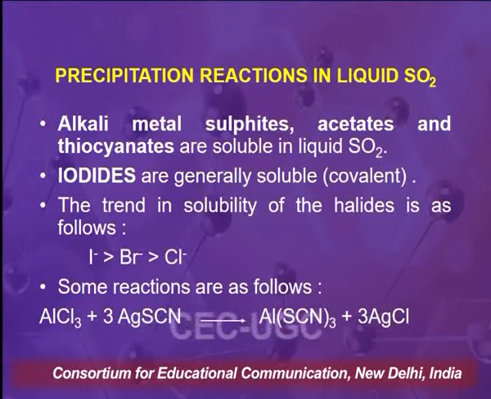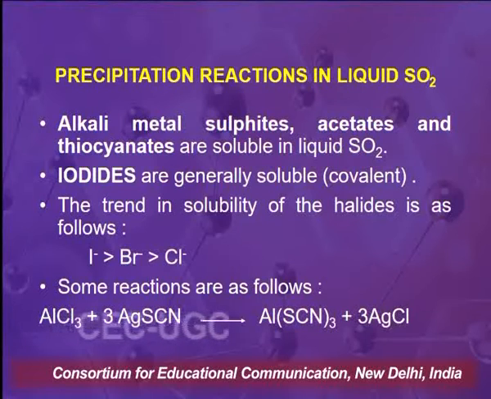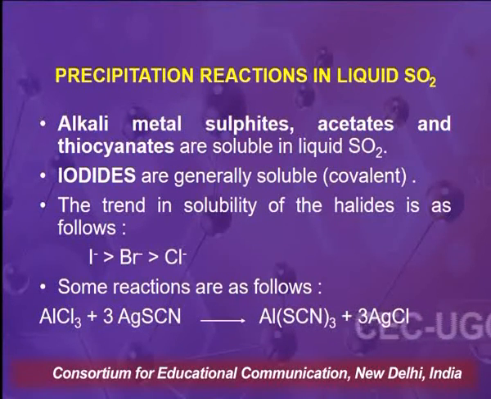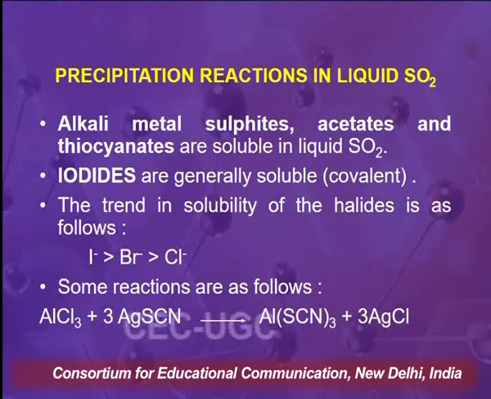Alkali metal sulfides, acetates and thiocyanates are all soluble in liquid sulfur dioxide. Iodides are generally soluble because they are covalent and hence they will be soluble in liquid sulfur dioxide. The trend in solubility of the halides will be iodide will be most soluble in liquid sulfur dioxide, followed by bromide and then chloride, which is the opposite trend as seen in water.